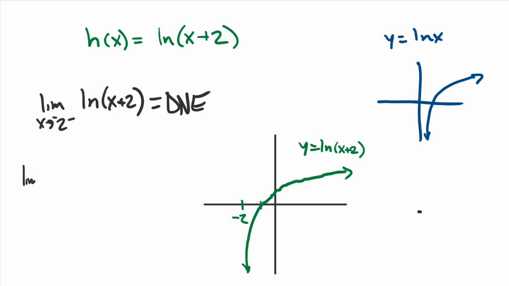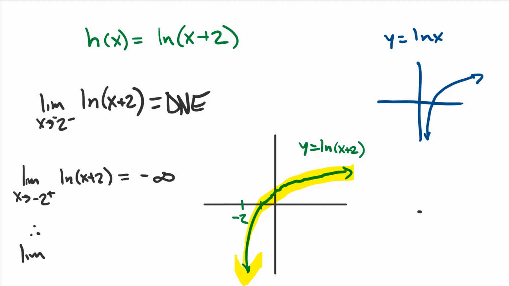Now, if we take the limit as x tends towards negative 2 from the right-hand side, now there's something we can play around with. From the right-hand side, bang, we're taking off down towards negative infinity. So we can state this as negative infinity. Therefore, the limit as x tends towards negative 2 of ln of x plus 2, since there was nothing on the other side, it was impossible for the limit to actually exist because the limit from the left must equal the limit from the right. And if there's no limit from the left, it will not exist.